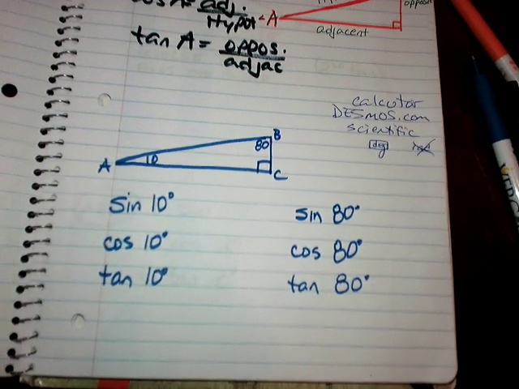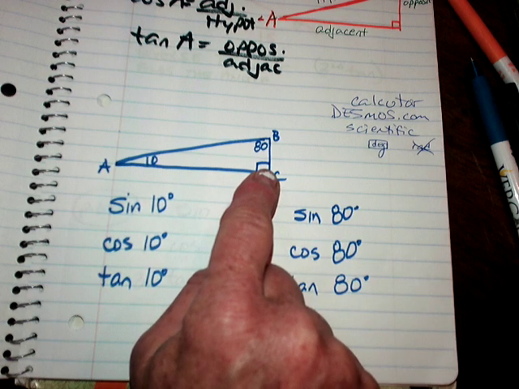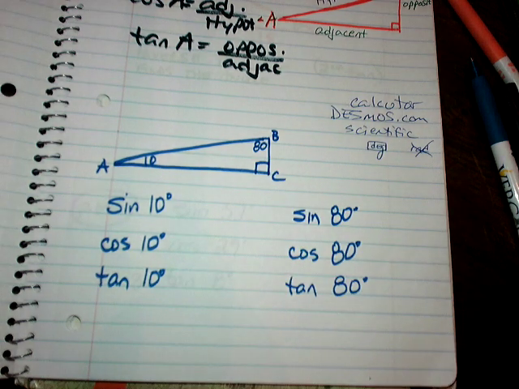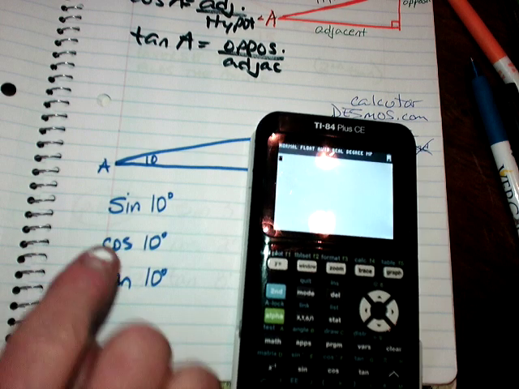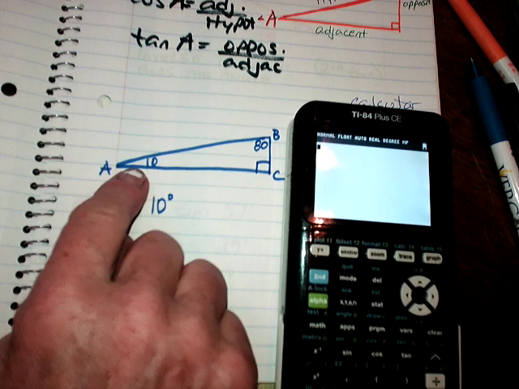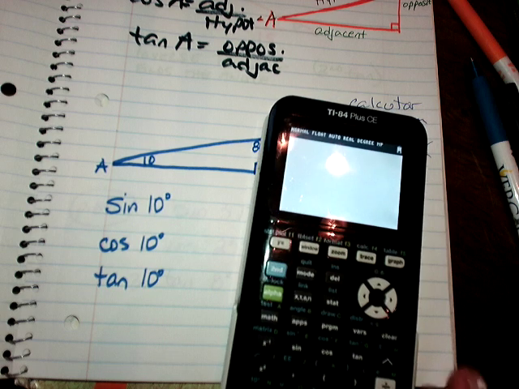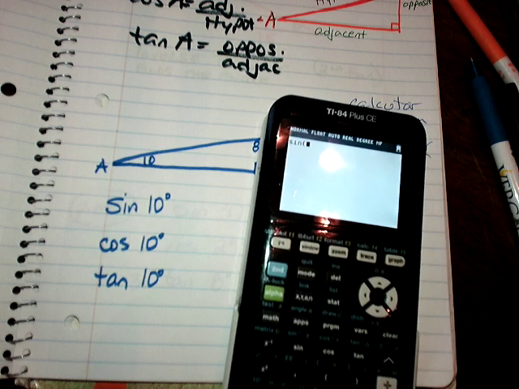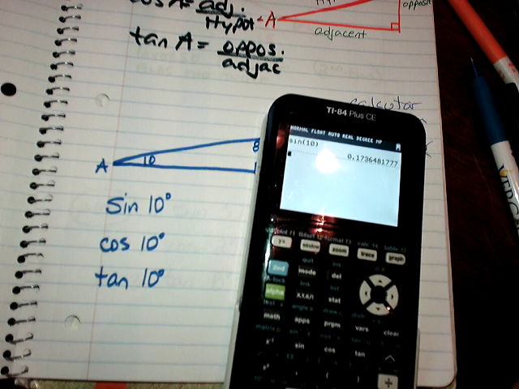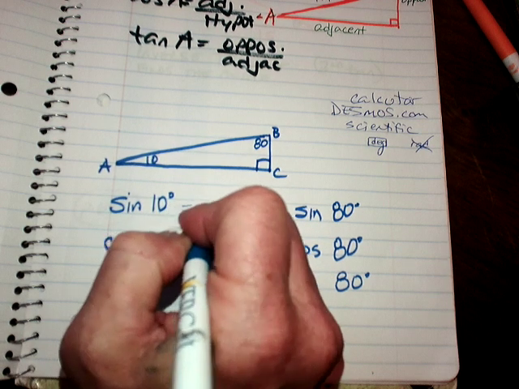Let's say we have this triangle, and this is a right triangle. We're only talking about right triangles. So I just made up some nice easy numbers like a 10-degree angle and an 80-degree angle. Let's use a calculator to figure out what is the sine of the 10-degree angle. Without knowing any of the side lengths, all I need to do is type in sine of 10 degrees and hit enter. And we get about 0.173.